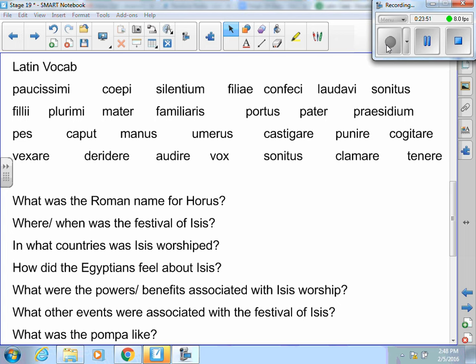Plurimi is many. Mater is mother. Familiares is family members. Portus is a gate. Pater is a father. Praesidium is protection. Pes is a foot. Caput is a head. Manus is a hand.